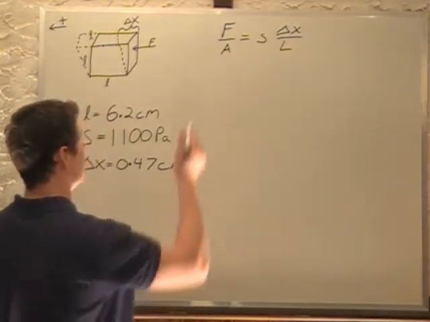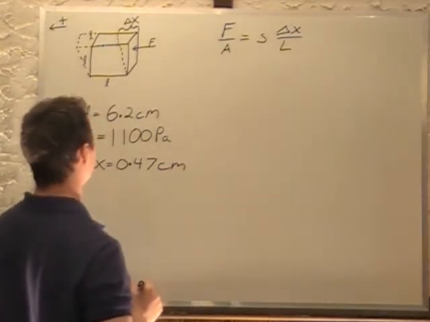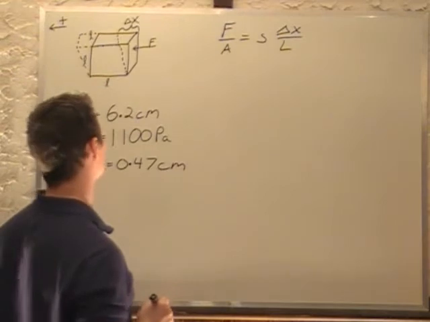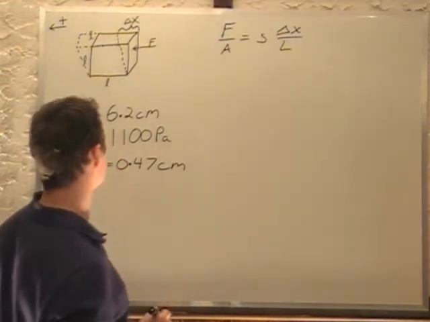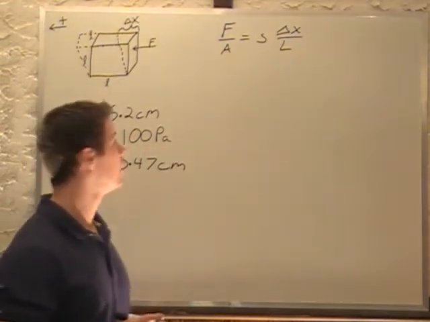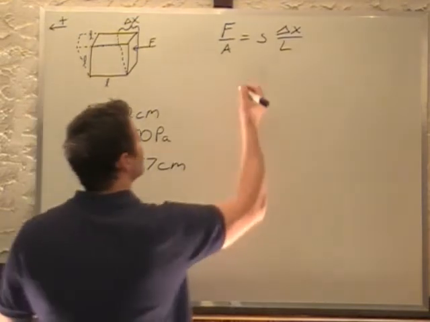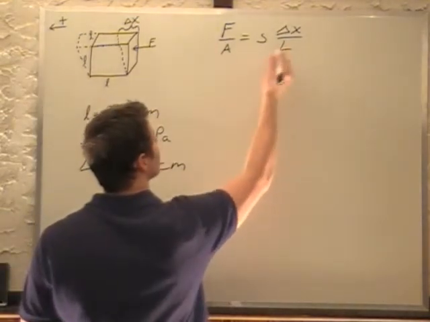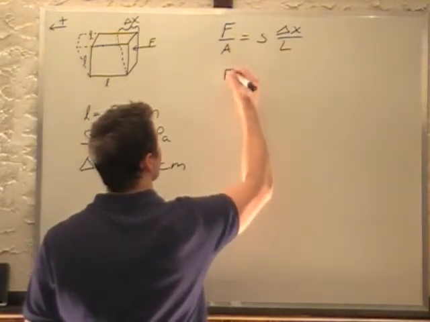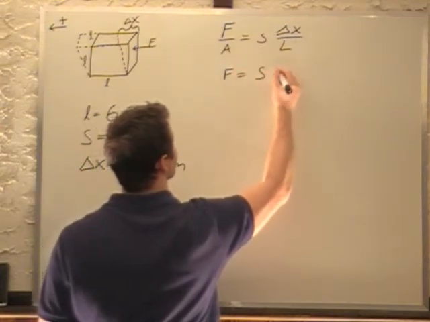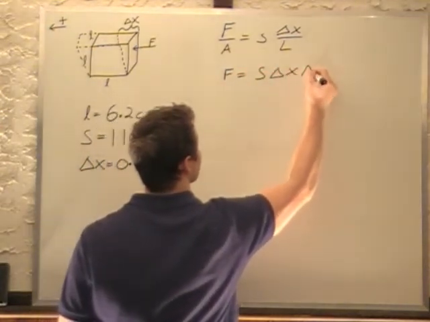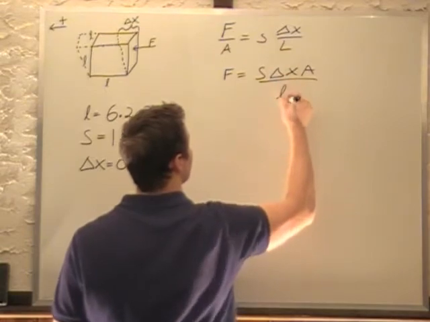So all we have to do is figure out the area of the side. It's a cube, so it's pretty easy. It's just length times length. The length is the same. It's going to be 6.2 centimeters squared. Okay. So let's solve for our F, which is what we want. F equals S delta X A over L.